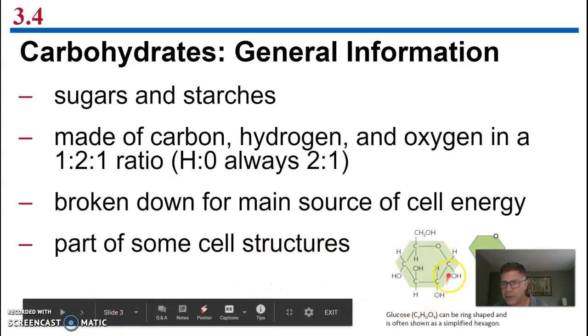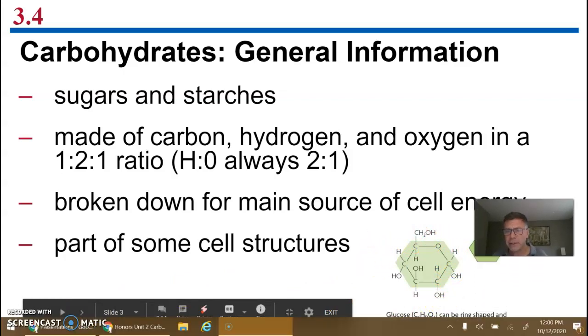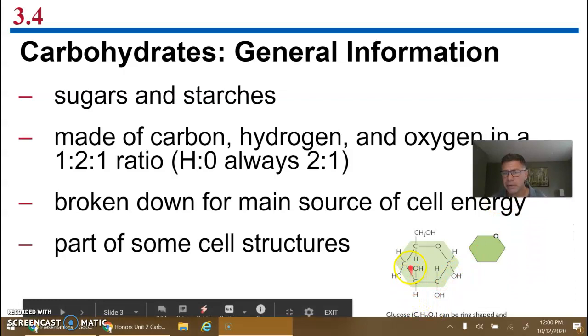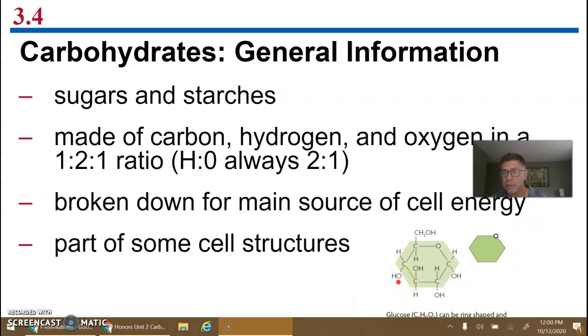Here's a picture of a carbohydrate monomer down here. And if you look carefully, I know it's small, but you can see that for every 1 carbon in this carbohydrate monomer, there should be 2 hydrogens and 1 oxygen. All right, so H2O for every C.